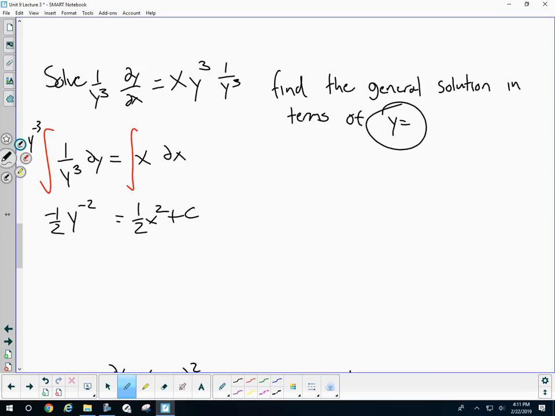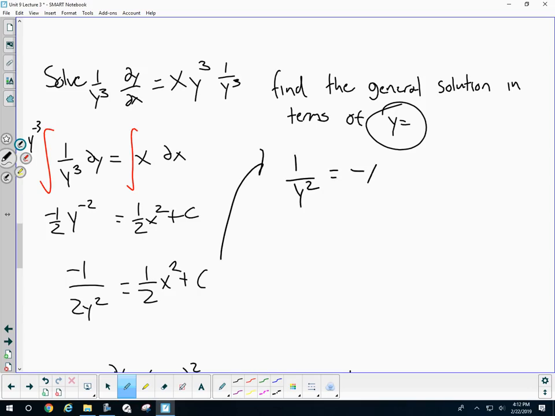Now, they want y equals, so I need to solve for y. I'll have negative 1 over 2y squared equals 1/2 x squared plus c. I'm going to multiply both sides by negative 2. I'll have 1 over y squared equals negative x squared plus c. The negative 2 times the c is just a c.